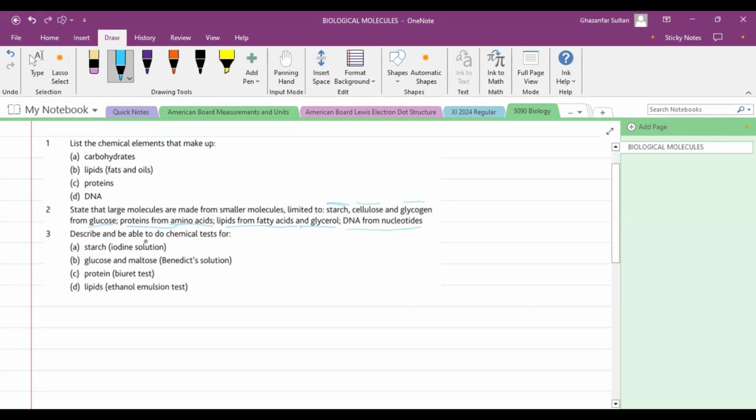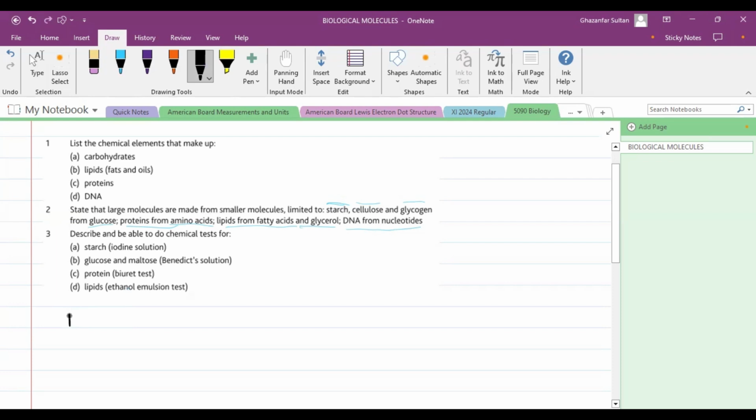Then describe and be able to do chemical tests for starch by iodine solution, glucose and maltose by Benedict's solution, protein by the biuret test, and lipid by the ethanol emulsion test. So they have specified what our syllabus is. So I'm going to start from here with the different types of biological molecules which are important for our food, for our life.